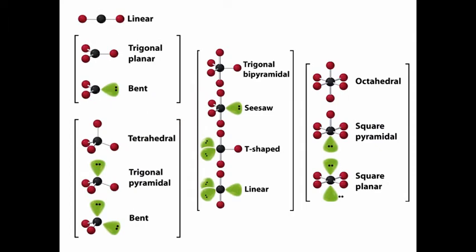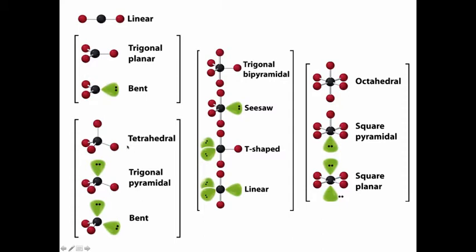So here are the shapes and subshapes we talked about before, and these are the ones you should get familiar with. Linear doesn't really have a subshape, but trigonal planar has a subshape of bent, where one of the electron groups is not attached to an atom.